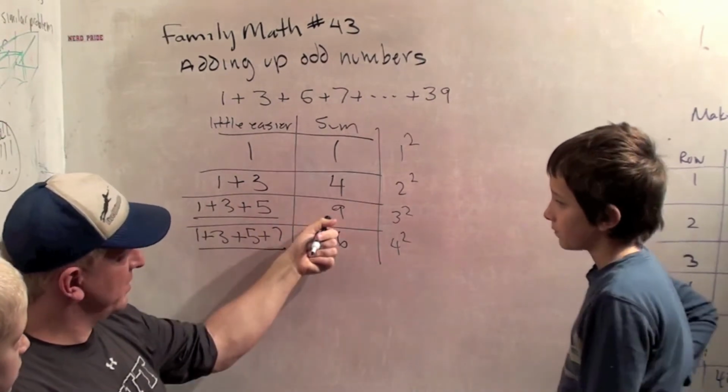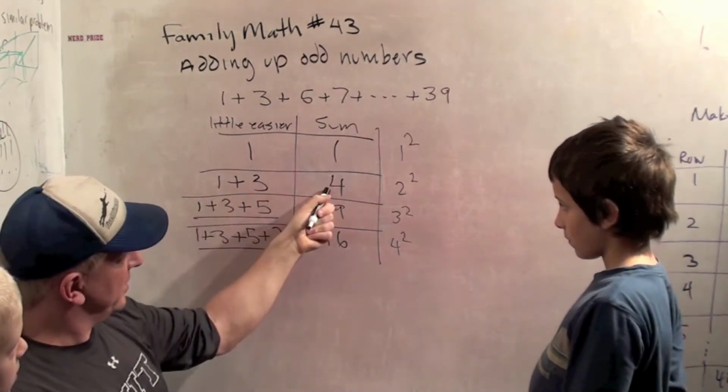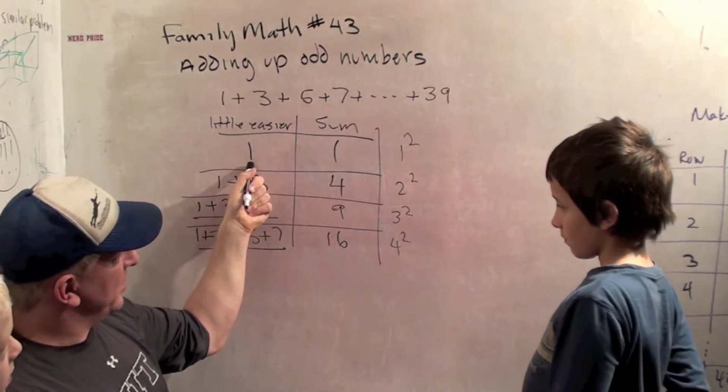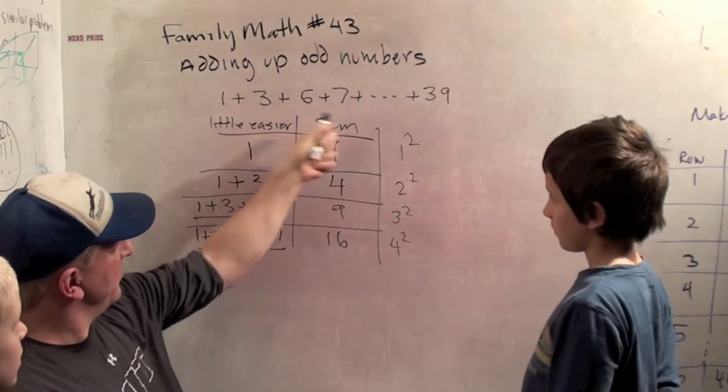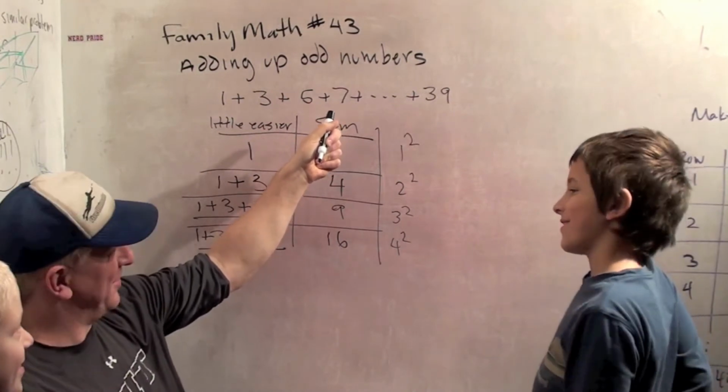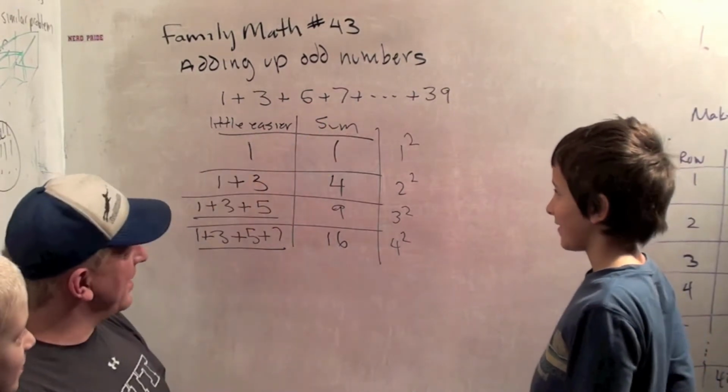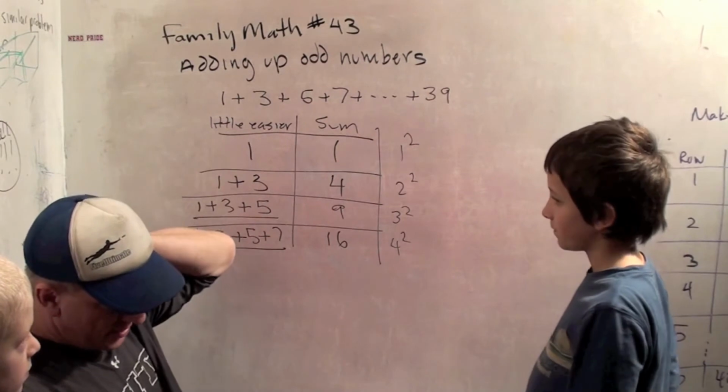3 odd numbers here, we get 3 squared. 2 odd numbers here, we get 2 squared. 1 odd number here, we get 1 squared. 0 odd numbers here, we get 0. Okay, so now we just have to figure out what odd number 39 is.